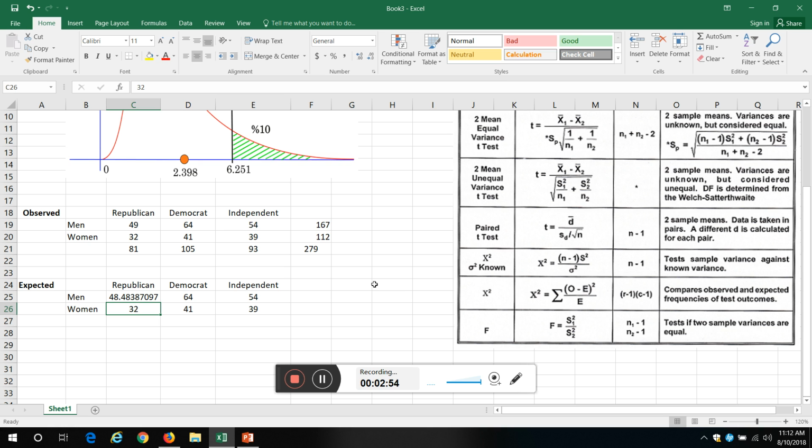Now let's do the next one. Again, I'd have 81 out of 279. And I'd multiply that by my total number of women. I expect to have 32.51. Now if you notice, you add up these two here, right? It comes out to 81. Okay. Let's do the same for Democrat.